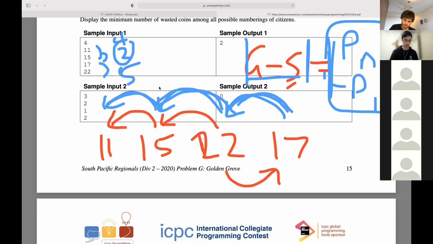In the second case, if we sort 2, 1, 2, we get 1, 2, 2. We compare adjacent elements. The difference is 1 there, so that one's 1, that one's 0. And so our answer is 0, because 0 is the smallest difference between any two adjacent elements.